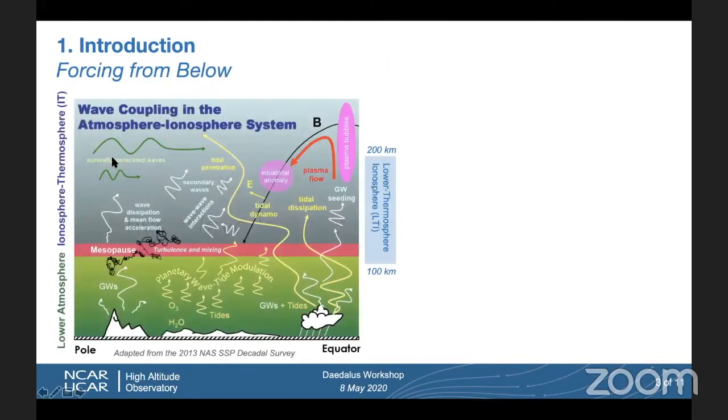So to start, this is a depiction from the National Academies of Sciences. It shows you in green the lower atmosphere, in gray the ionosphere and thermosphere. We have a region between 100 and 200 kilometers that we have been discussing, which is the lower thermosphere, ionosphere, or LTI region. This is a region highly forced from above with processes associated with the magnetosphere or geomagnetic processes, such as some that Gang discussed earlier, but also from processes associated with upward propagating waves.